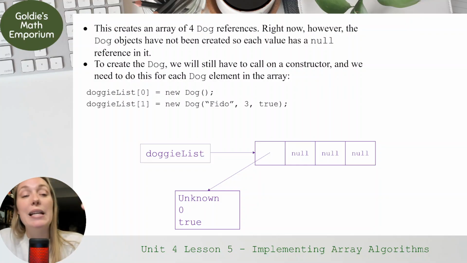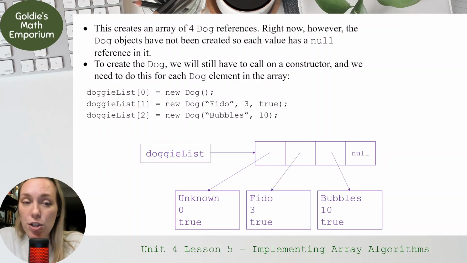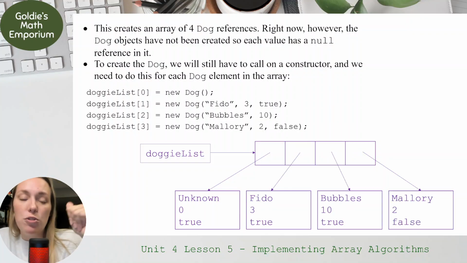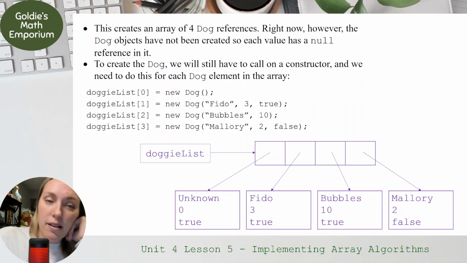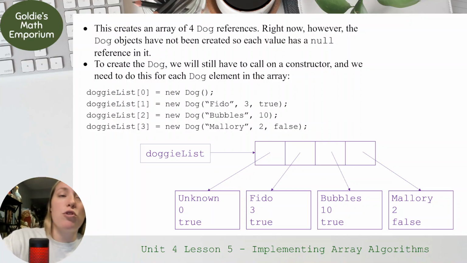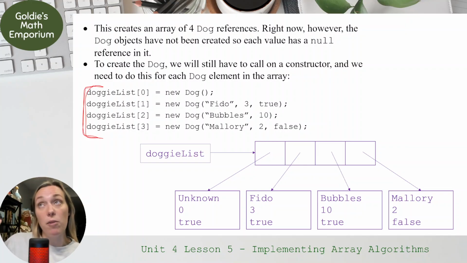Doggy 1, I can also use the parameter constructor. Fido, he's 3 years old, and true, he is a good dog. Doggy list 2, Bubbles 10, and doggy list 3, Mallory 2, false. Okay, Fido, Bubbles, and Mallory. So I had to use 3 lines of code to create my dogs for each of them. Okay, so remember your objects are only created with that new constructor. So the array was created with the new constructor, but then you had to use your object constructor for it.